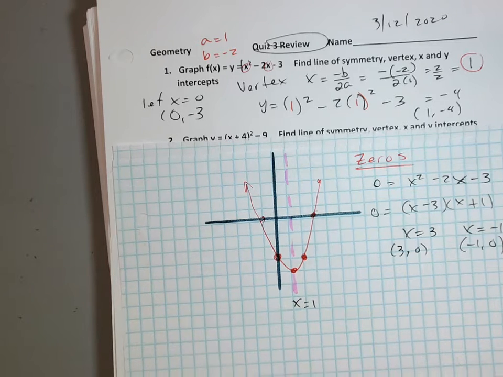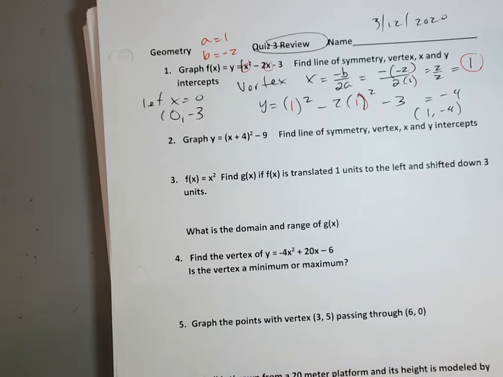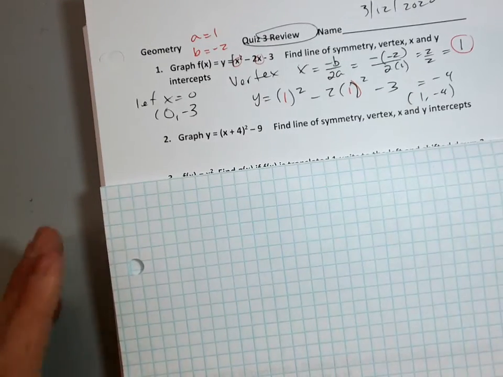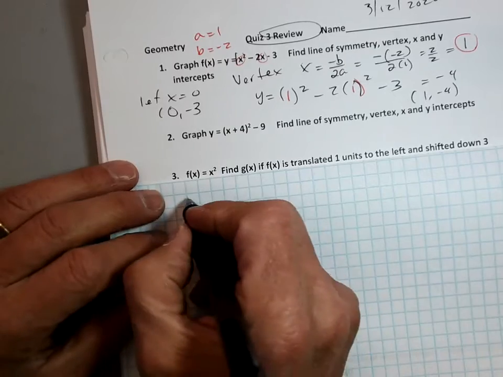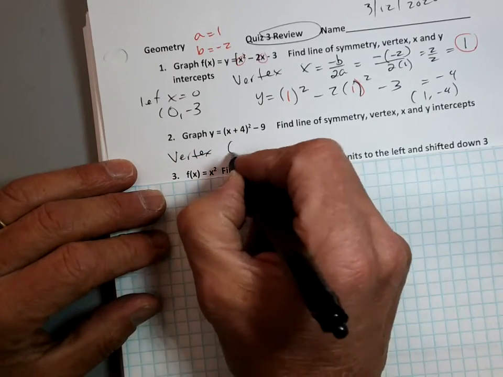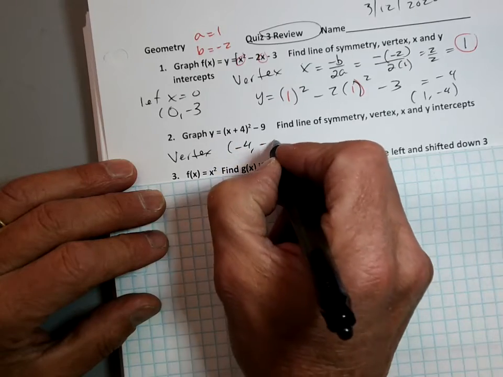Okay, number 2. I like number 2. I really like 2 a lot, because 2 is already in vertex form, okay? So in number 2, it's already in vertex form. So on number 2, my vertex is at -4, -9, okay?